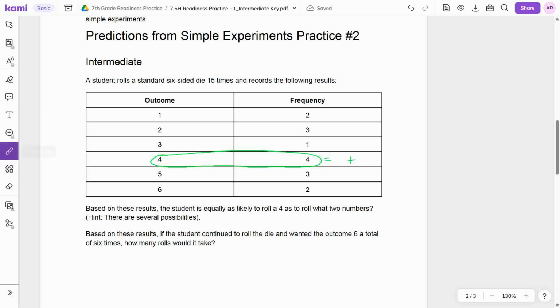Well, we do have a hint here. There are several possibilities, right? Because I could do a 1 and a 6. Now, this is based on the experimental results, right? Not necessarily the theoretical probability. This is based on what actually happened. So I could do a 1 and 6 because 2 and 2 make 4.